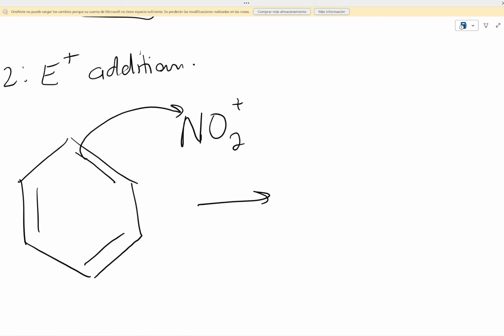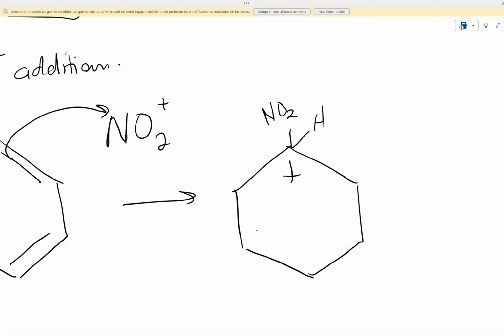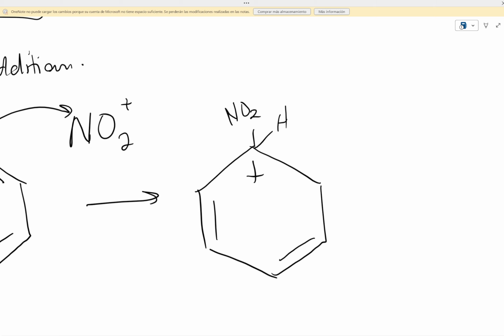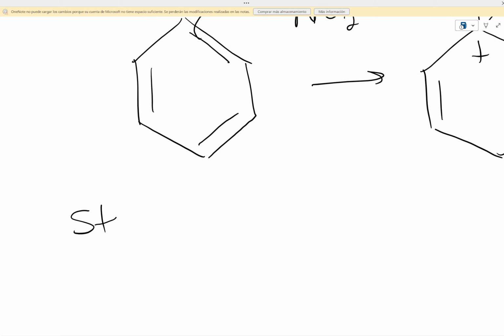So we're gonna have the donation of the pair like that. This will produce unstable intermediates. So NO2, and we're gonna have our H right here like this. So hopefully everybody can see that. Let me just add back in my bonds. All right, hopefully everybody can see that. So this is what's happening here. And then in step 3 now we have deprotonation.